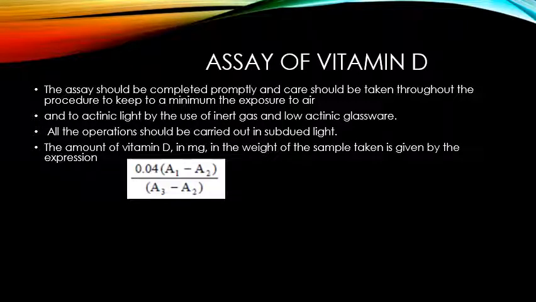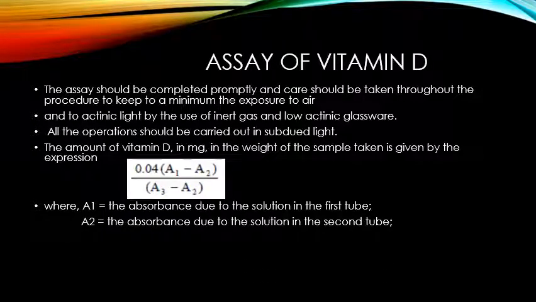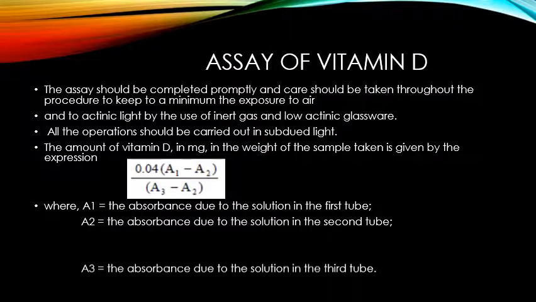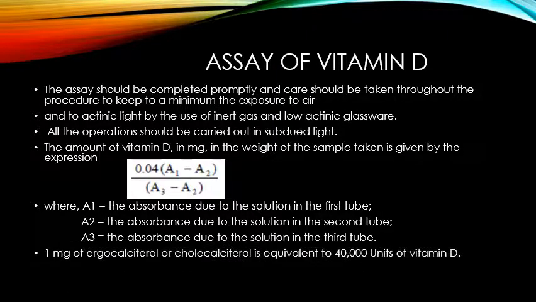The amount of vitamin D in milligram in the weight of sample taken is given by the expression 0.04 into bracket A1 minus A2 divided by A3 minus A2, where A1 is the absorbance due to the solution in the first tube, A2 is the absorbance due to the solution in the second tube, A3 is the absorbance due to the solution in the third tube. 1 milligram of ergocalciferol or cholecalciferol is equivalent to 40,000 units of vitamin D.